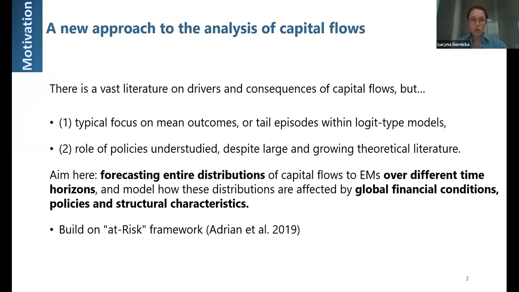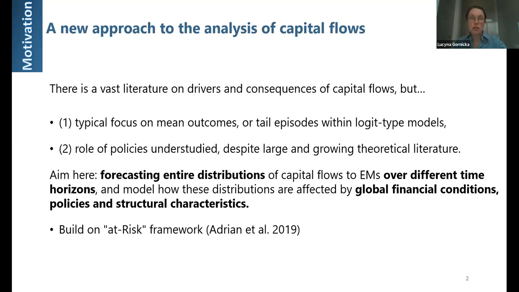So basically the motivation was a twofold observation. First, although the literature on drivers and consequences of capital flows is really vast and very deep, typically the papers tend to focus on the mean outcomes, on the factors driving the average flows, or if they consider tail episodes, they tend to do it using logit type models, which impose important constraints on how much you really can analyze these periods.